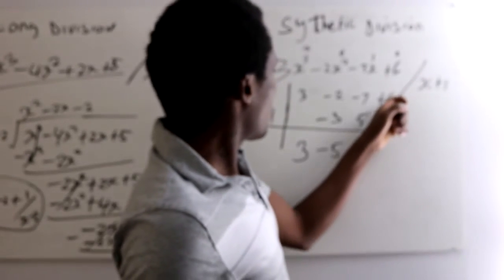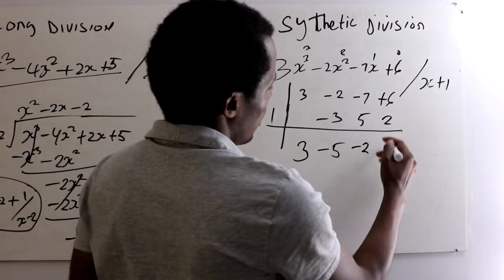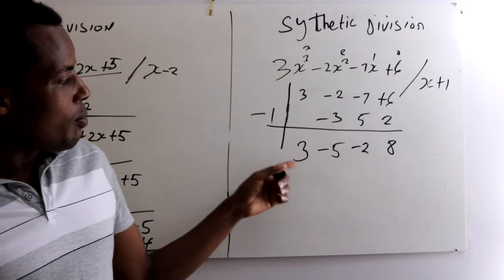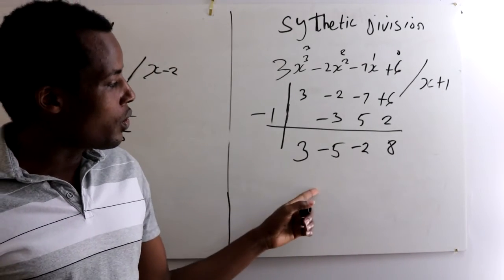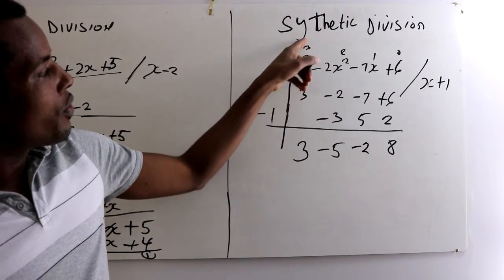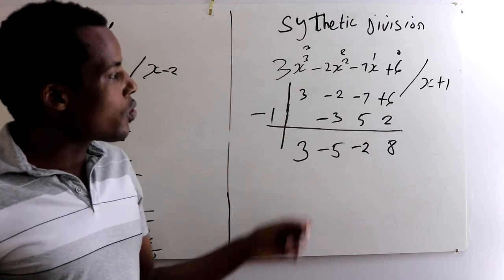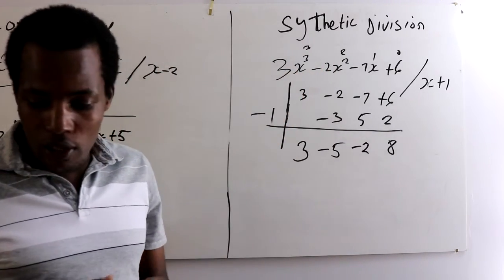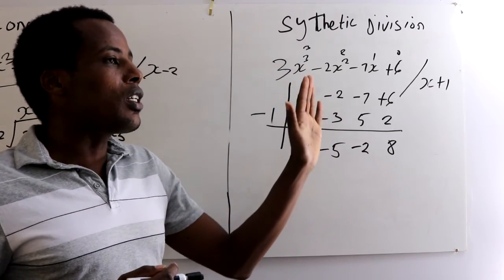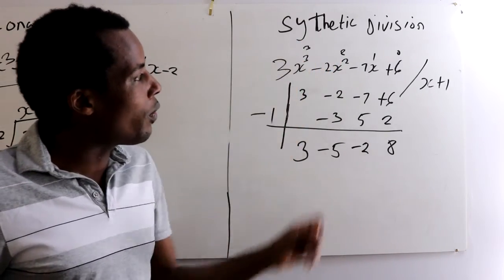And 6 plus 2 is 8. Just like that. So easy. Remember, this is our final equation. But remember, we had a power of 3 here, the degree of 3. So whenever you are using synthetic division, the result is always a degree less by 1. So remember, we had a degree of 3 over here.